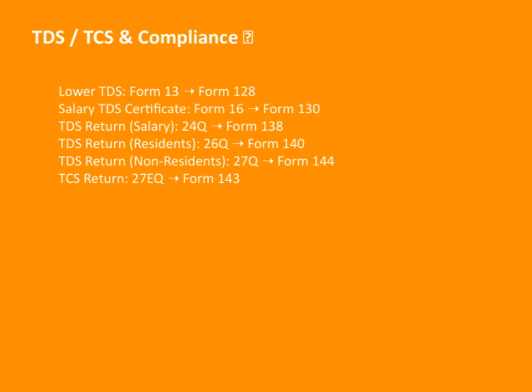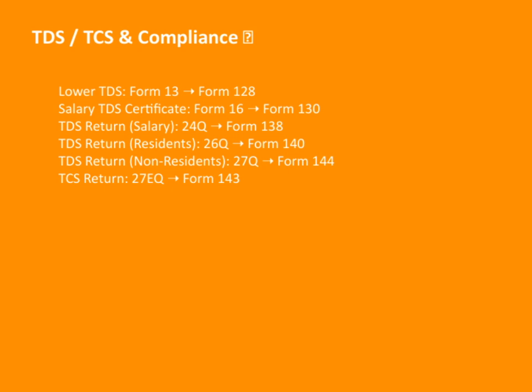When it comes to TDS returns, specifically for salary payments, the form has changed from 24Q to 138. Similarly, for residents, the form has been updated from 26Q to 140, and for non-residents, from 27Q to 144. These changes are designed to make reporting more efficient and standardized across different categories. Additionally, for TCS returns, the form is now 27AQ, replacing the earlier form 143. All these updates highlight the evolving landscape of TDS and TCS compliance. Staying current with these forms is crucial to ensure timely and accurate filings.